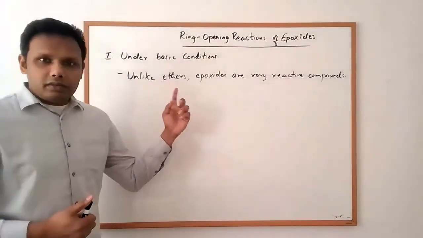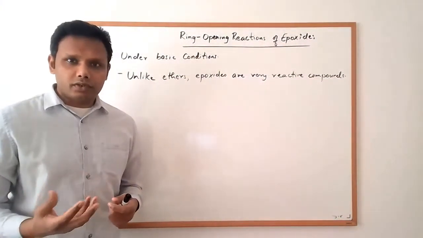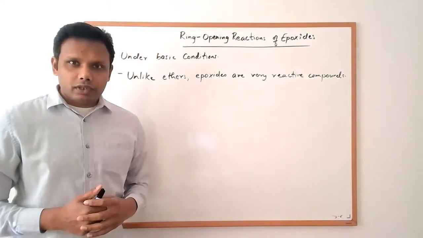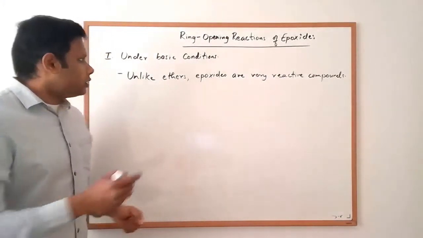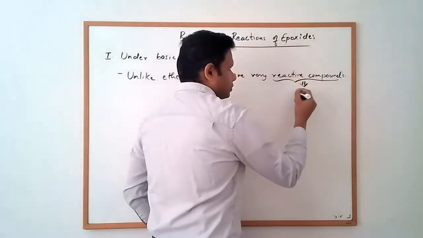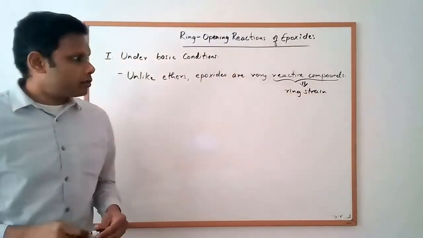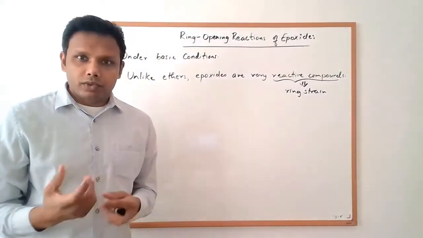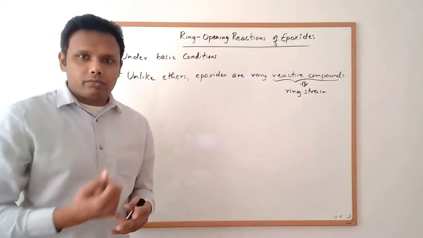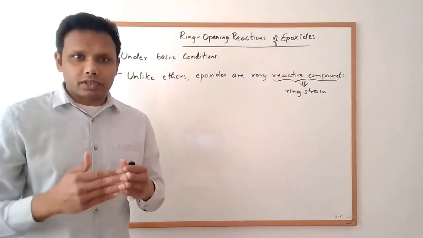Now, unlike ethers, which epoxides are related to based on the functional group because they both contain that oxygen atom, epoxides are very reactive compounds. And as you can imagine, this reactivity is attributed to the ring strain, because it's a three-membered ring, which is a very strained ring. That ring strain makes it a high energy compound, and so it can react under a variety of conditions. The ring would like to open because it's under a lot of strain.